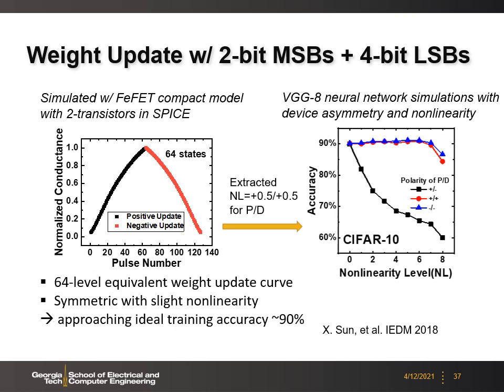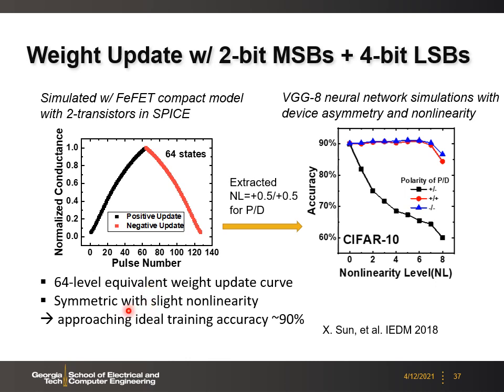To demonstrate the effectiveness of using this hybrid synapse, we simulated this 2T1 FeFET bit cell weight update behavior using the FeFET compact model with the transistor model in SPICE. Here we show the equivalent conductance tuning curve, the conductance increase and conductance decrease. As you can see, it is quite linear and symmetric between the positive and negative weight updates. And the 64 states are equivalently realized, representing 2-bit MSB plus 4-bit LSB.